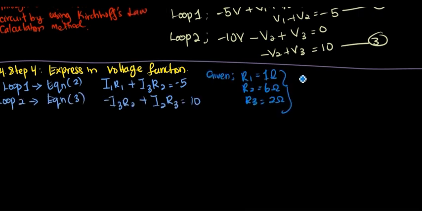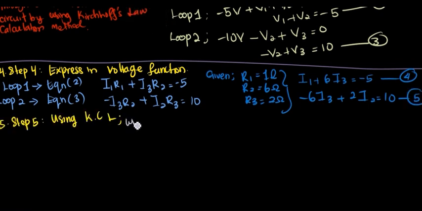The value of R is already given in the question: R1 is equal to 1 ohm, R2 is 6 ohm, and R3 is 2 ohm. We insert these resistance values into equation 2 and equation 3, and we get the new equations, which we declare as equation 4 for loop 1 and equation 5 for loop 2.